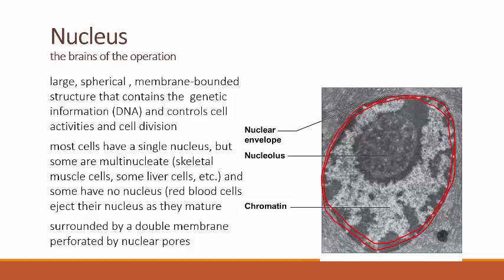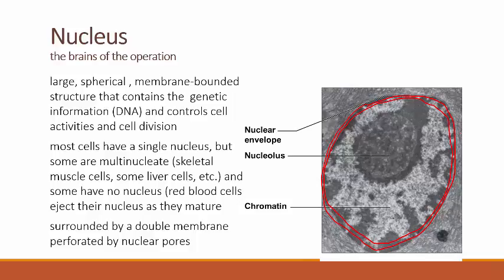Now, most cells have a single nucleus, but there are a couple of groups of cells in the body that can have multiple nuclei. So skeletal muscle cells have lots of nuclei. Some liver cells will have multiple nuclei, and then there are others as well. And then there are even some cells that have no nucleus at all, because red blood cells, once they mature, will eject their nucleus out of the cell, and it's gone.